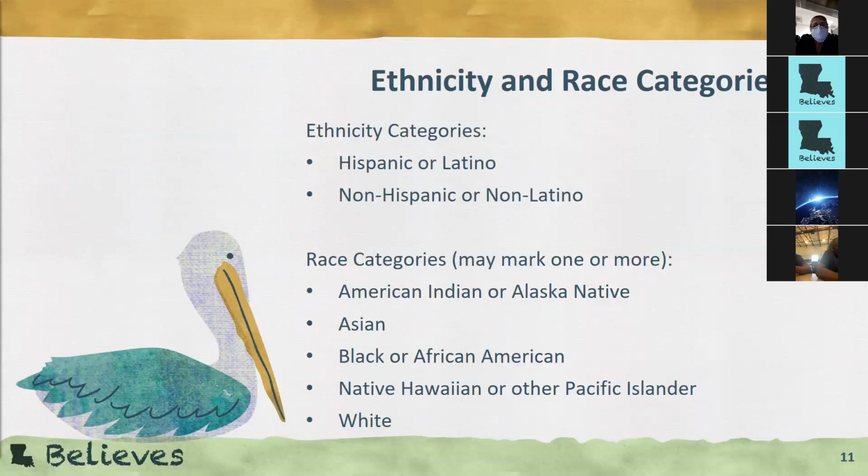Ethnicity is broken down into 2 categories: Hispanic or Latino, and non-Hispanic or non-Latino. The racial categories include American Indian or Alaskan Native, Asian, Black or African American, Native Hawaiian or other Pacific Islander, and white. A person may identify as belonging to multiple racial categories.